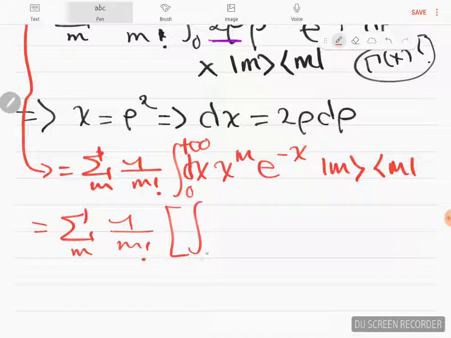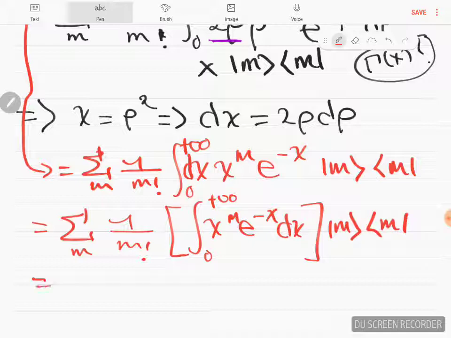Let's write this integral in the box to not confuse it with the other stuff written there. The integral of x to the power of m, e to the minus x, dx, bra m ket m. What is this? Well, that's just m factorial, isn't it? And what's m factorial? It's nothing but gamma of m plus 1.